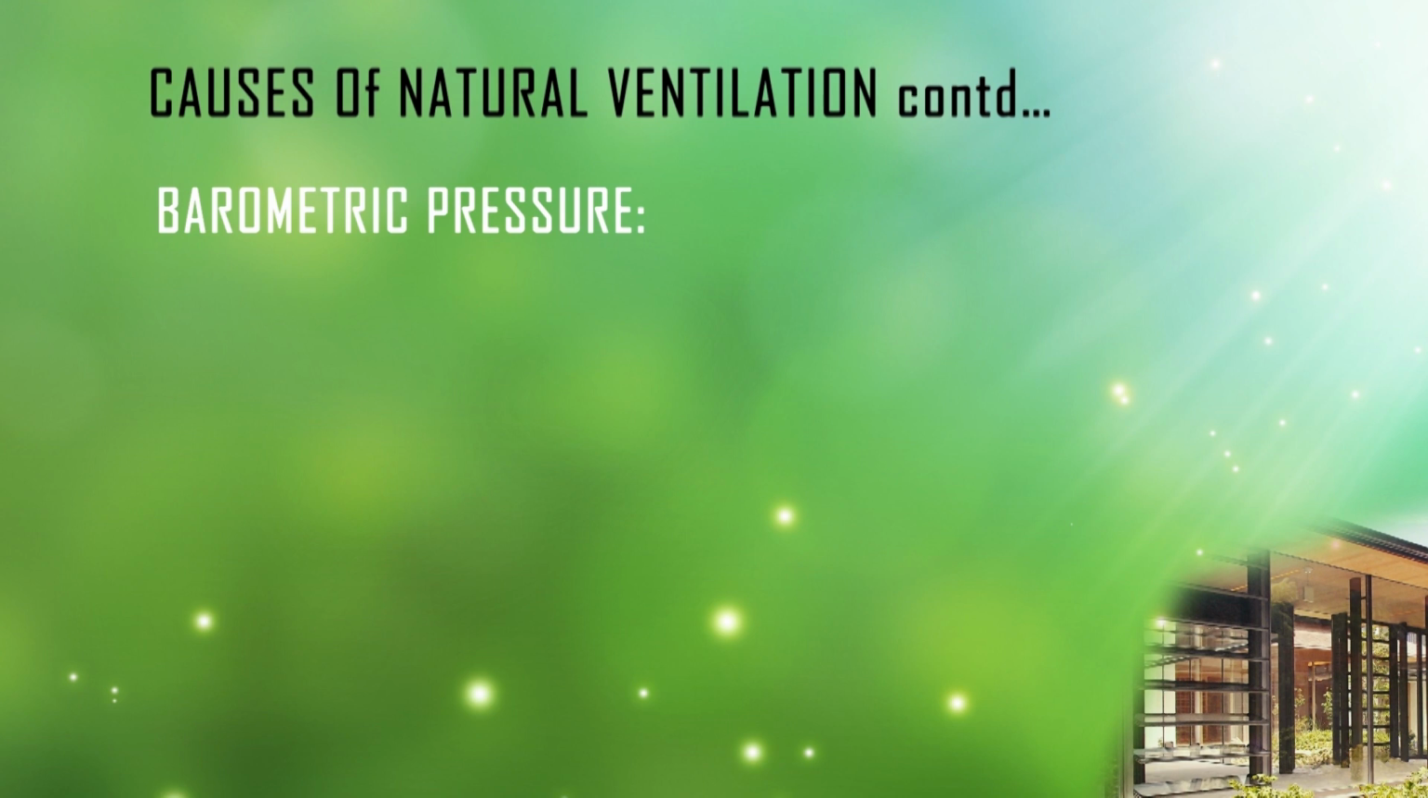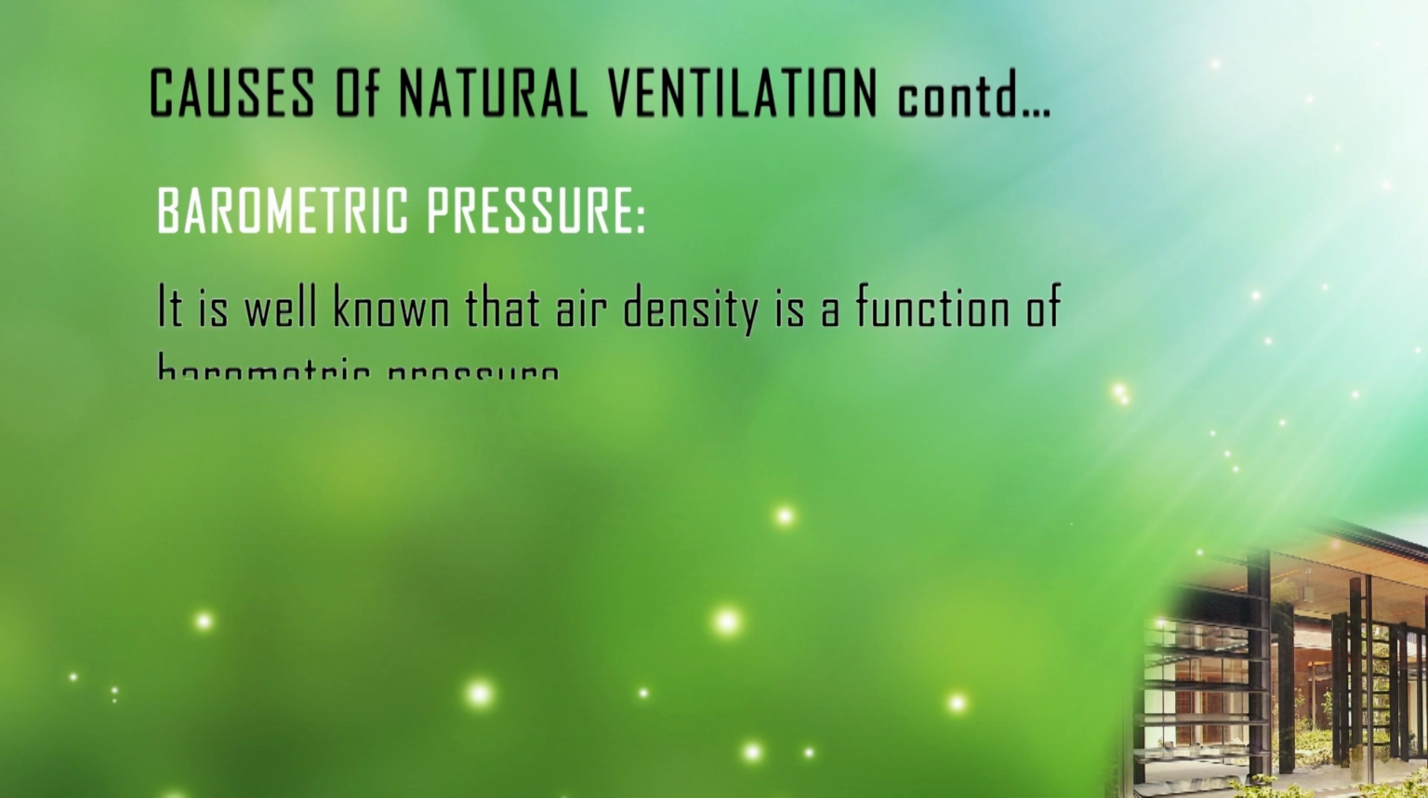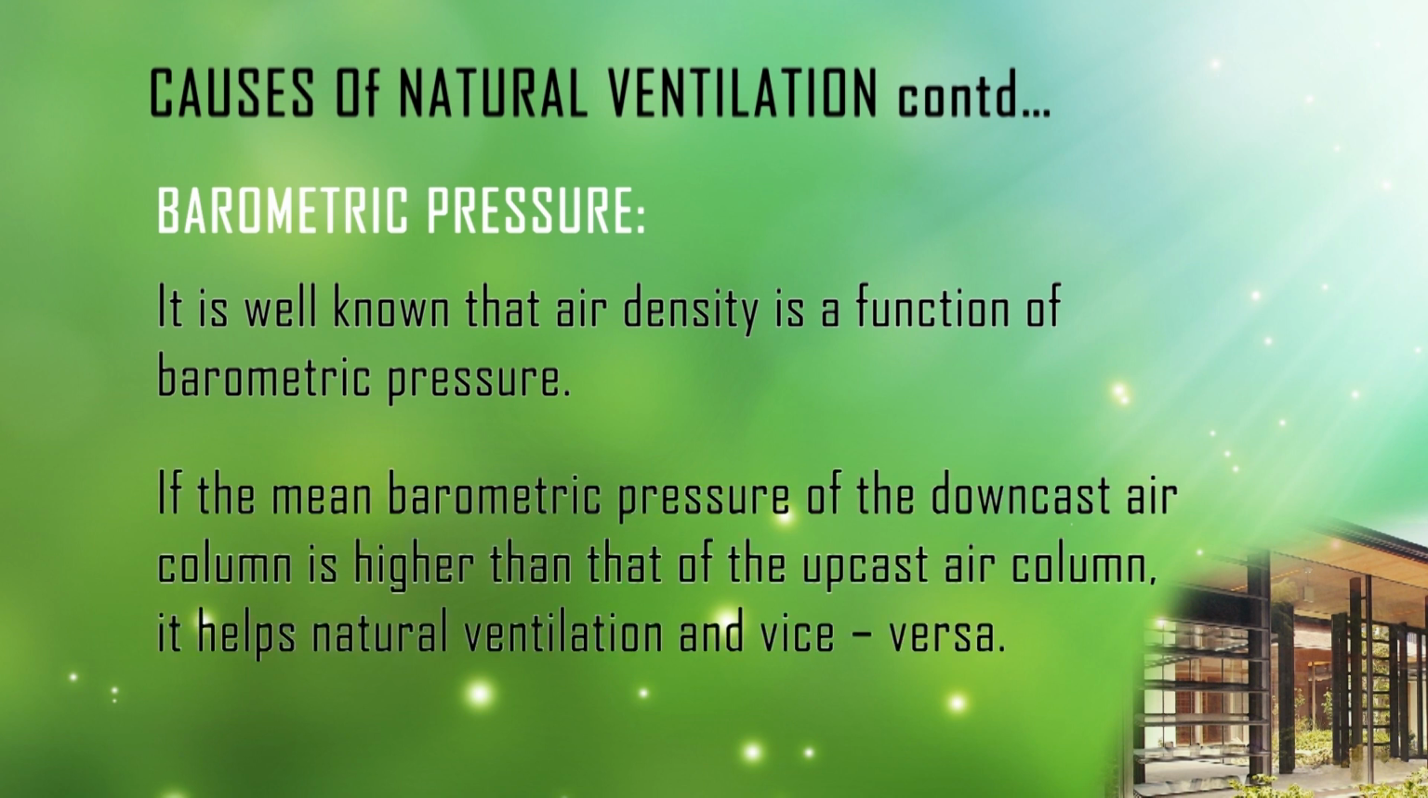Now, come to barometric pressure. Barometric pressure means natural atmospheric pressure. It is well known that air density is a function of barometric pressure. If the mean barometric pressure of the downcast air column is higher than that of the upcast air column, it helps natural ventilation and vice versa, because the flow is possible only when there is a difference of pressure maintained between two points. So, in the upcast shaft and downcast shaft, if there is a difference of atmospheric pressure, naturally the movement of air can be enhanced and increased.